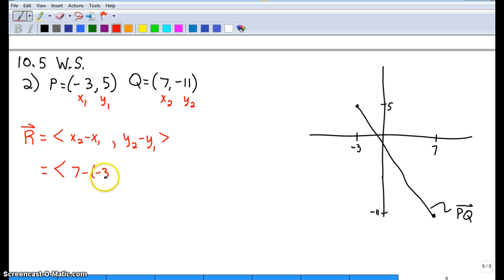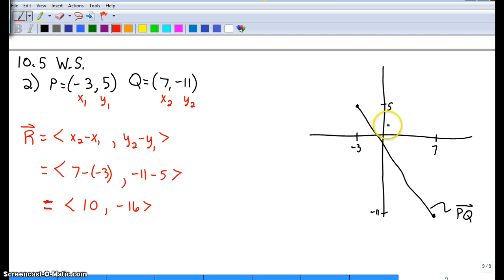So that's going to be 7 minus negative 3, comma, 11 minus 5. End bracket. Right, that's just an equal sign. That vector is 10, comma, 6. So this vector here, again, based on the notation, that sideways V bracket, means that this vector starts at 0, 0 and ends at 10, comma, 6.